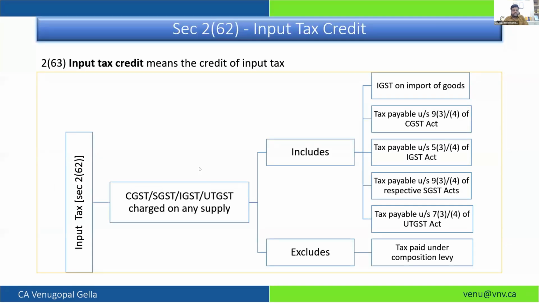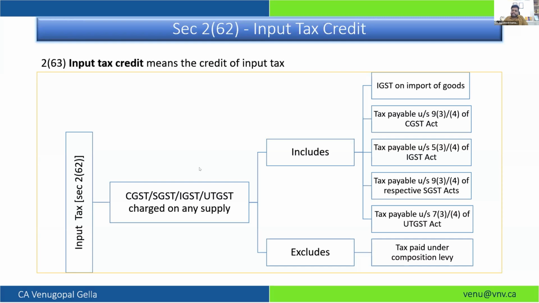First, we'll see what input tax credit is. Input tax credit has been defined in section 2, subsection 63. As per section 2(63), input tax credit means credit of input tax. We'll see what input tax is now. Input tax is defined in section 2, subsection 62. Input tax means CGST, SGST, IGST, UTGST charged on any supply.